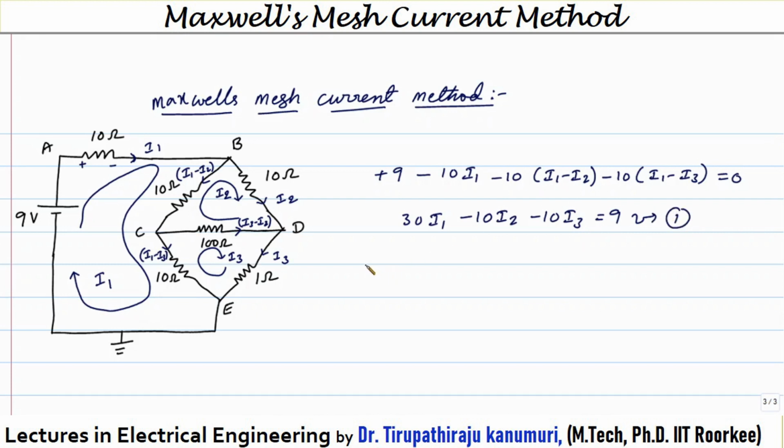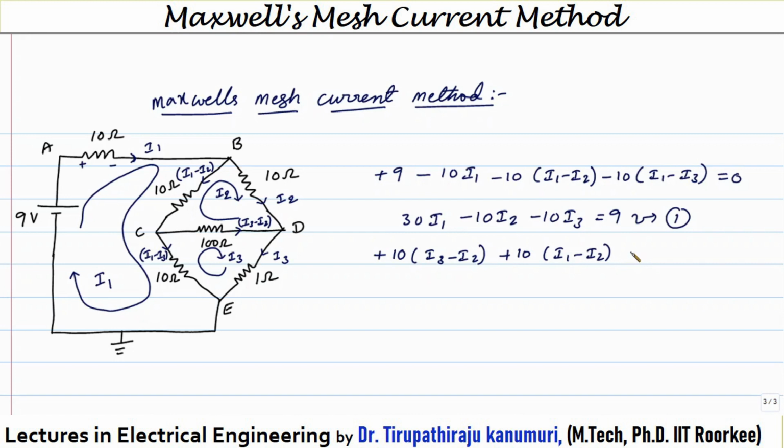Similarly, when I apply it to the second loop or second mesh, I start from here, because we apply the current like this. This will be minus 10 times (I2 minus I3), or simply I can write it as 10 times (I3 minus I2). Then through this, I am going opposite to the current direction, so this will be 10 times (I1 minus I2). I am following the reference direction that I have taken.